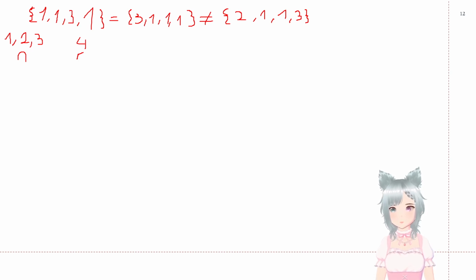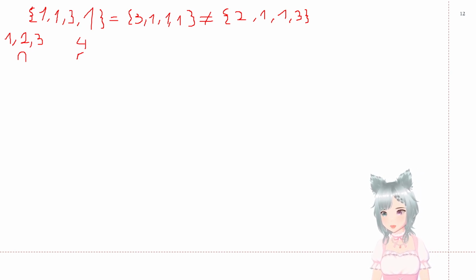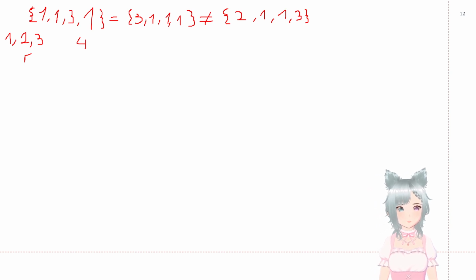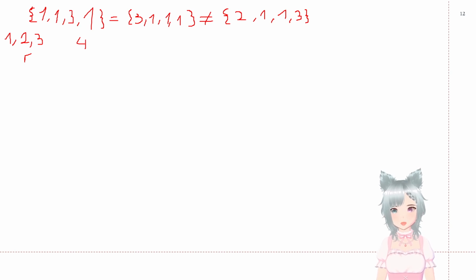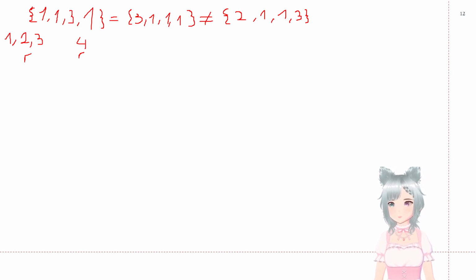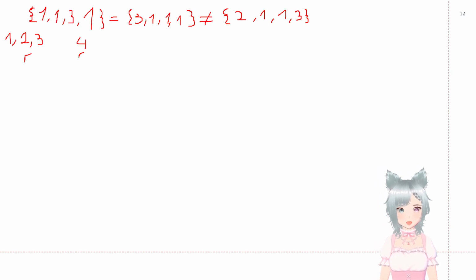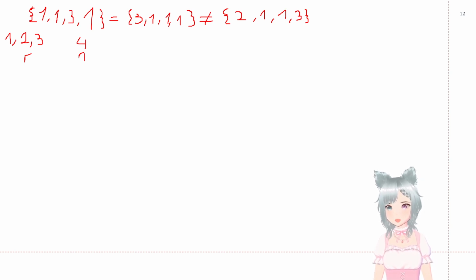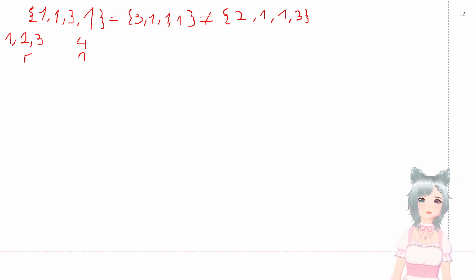No wait, other way around. Sorry. We have 1 2 3 is our r amount, and we pull out n amount of numbers out of them. We have r, 1 2 3, and we pull out n amount of numbers out of them.